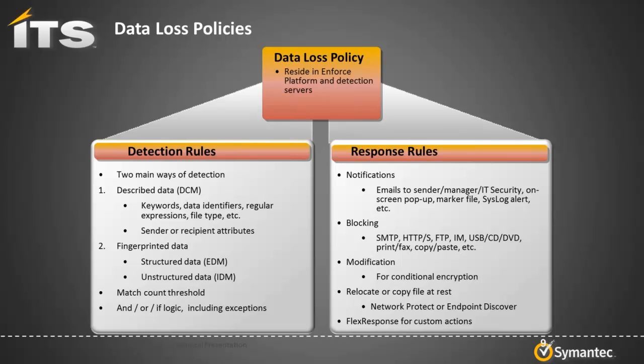First one is what's called a DCM, or described content. You can do specific attributes via IP attributes, envelope, the bodies of the email, specific data or identifiers, specific expressions, keywords. A data identifier may be a medical record number, maybe a social security number, or a credit card number. Then we also have structured and unstructured data.